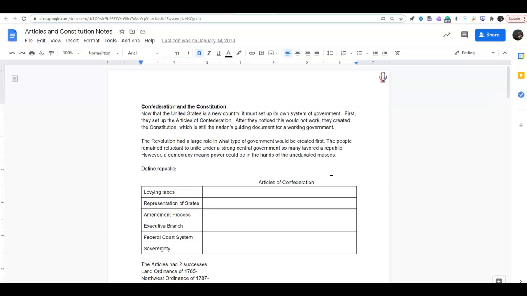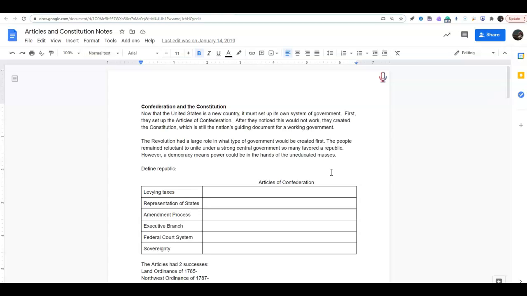So it says, now that the United States is a new country, it must set up its own system of government. First, they set up the Articles of Confederation. After they noticed this would not work, they created the Constitution, which is still the nation's guiding document for a working government. The Revolution had a large role in what type of government would be created first. The people remained reluctant to unite under a strong central government, so many favored a republic. However, a democracy means power could be in the hands of the uneducated masses.